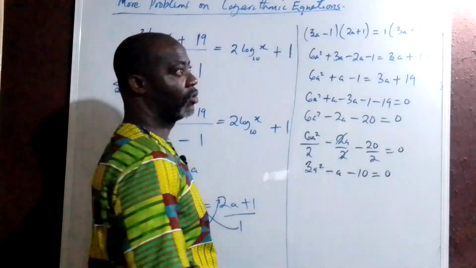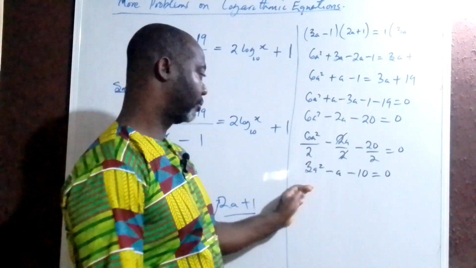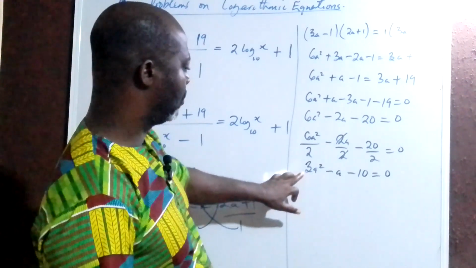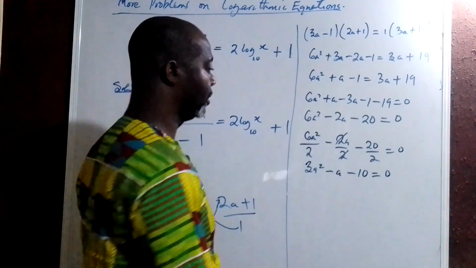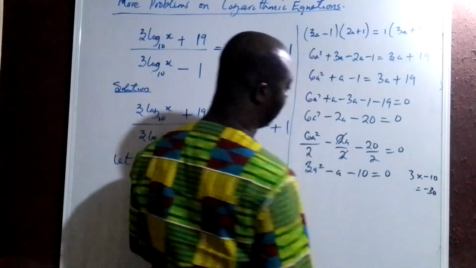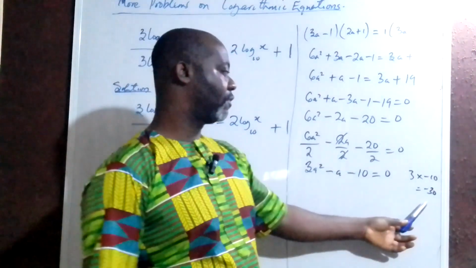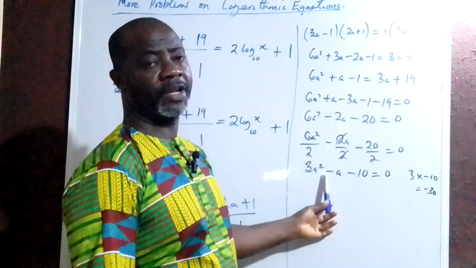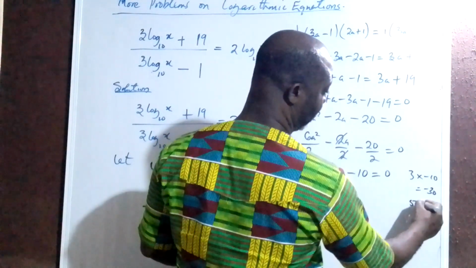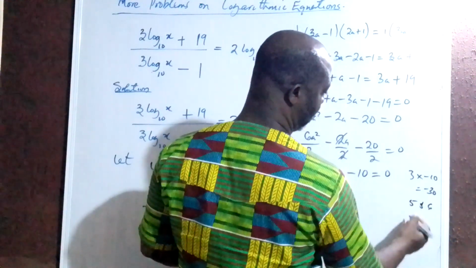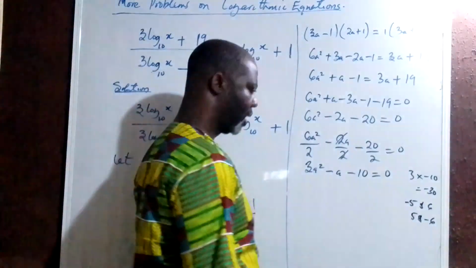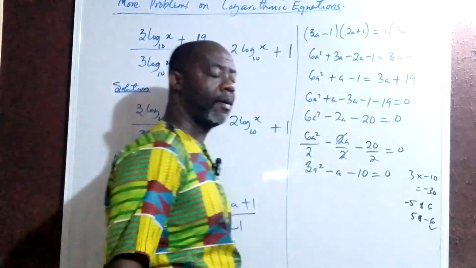How do we find the factors? Since the coefficient of a squared is 3, first find the product of 3 and minus 10. That gives us minus 30. So we find two factors of minus 30 that will give us a difference of what we have in the middle, which is minus 1. Those two factors definitely will be 5 and 6. Let's say minus 5 and 6, then 5 and minus 6. So which one would it be? I think it should be the second one. That's 5 and minus 6.